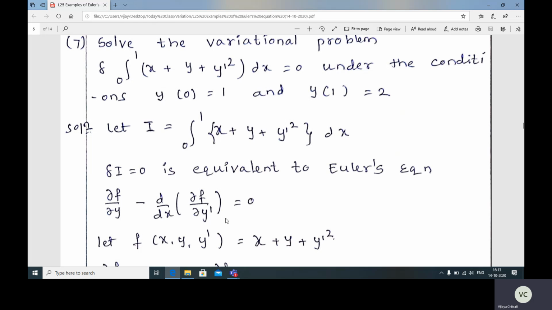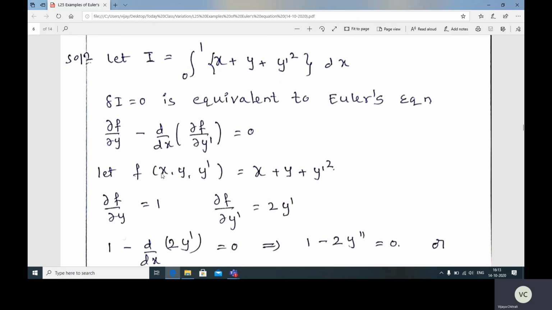So let us take f of x, y, y dash. It is a relation between x, y and y dash. So this is x plus y dash raised to 2. Now differentiate partially with respect to y and with respect to y dash. So dou f by dou y is equal to, with respect to y, this is constant and this is constant, so both are 0.